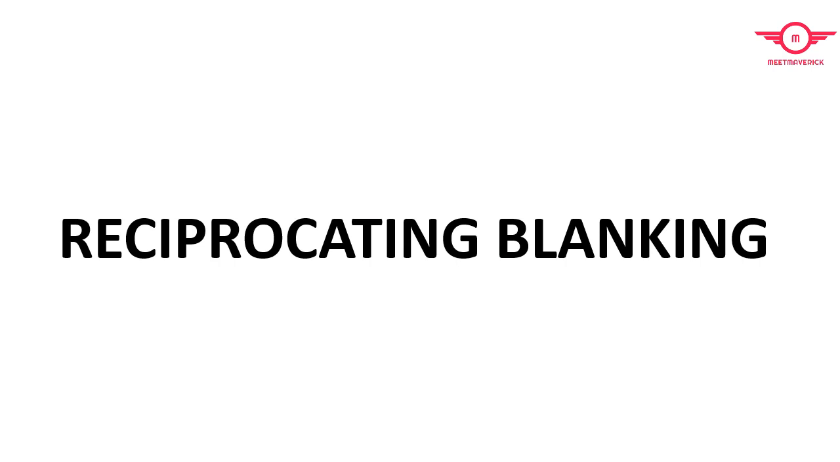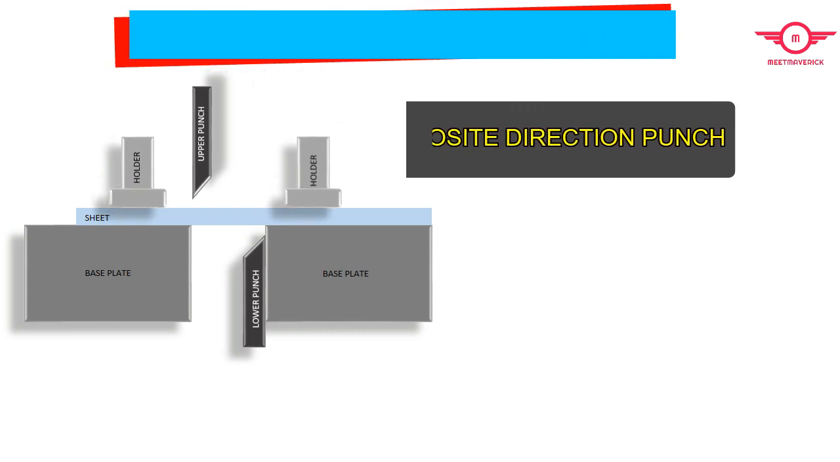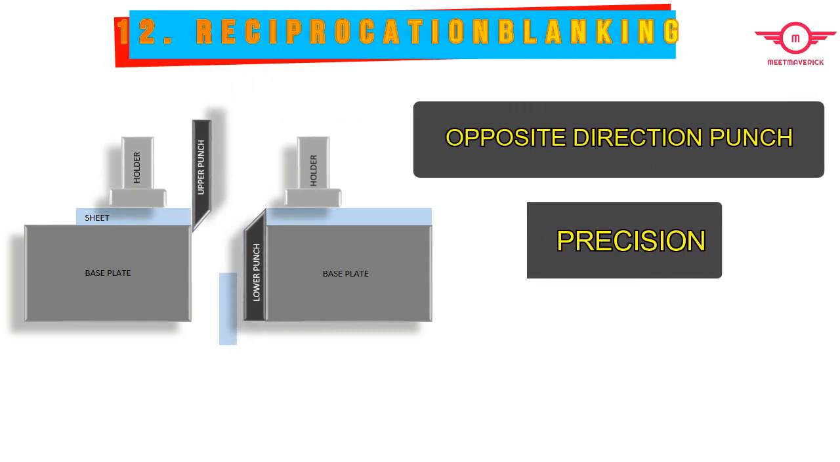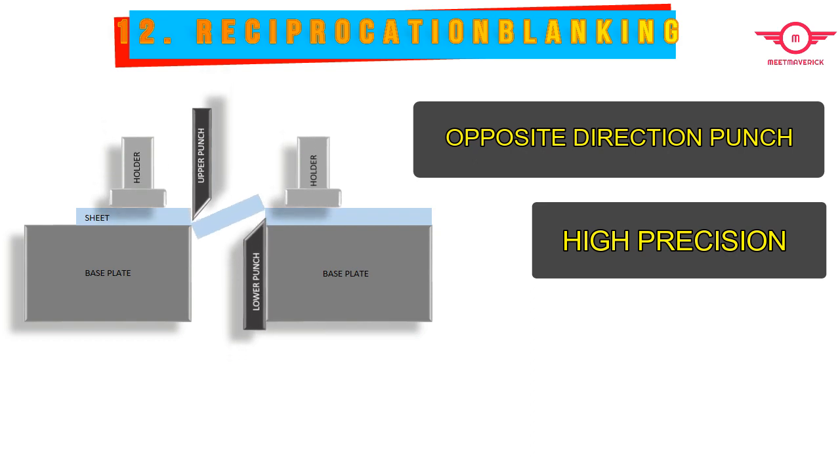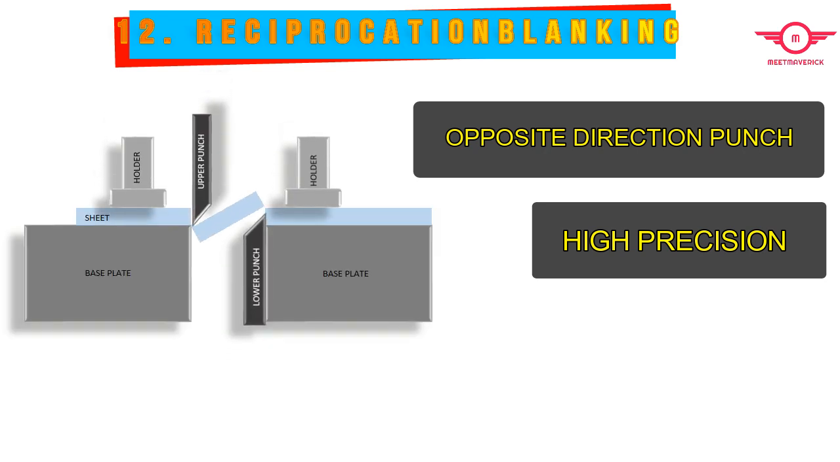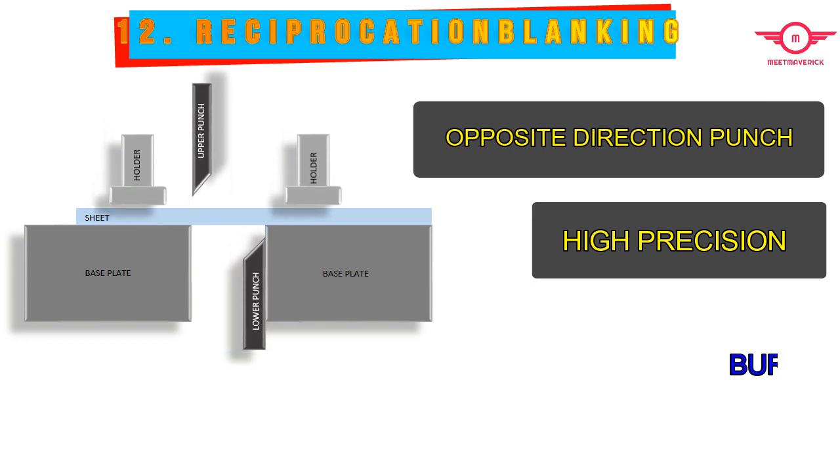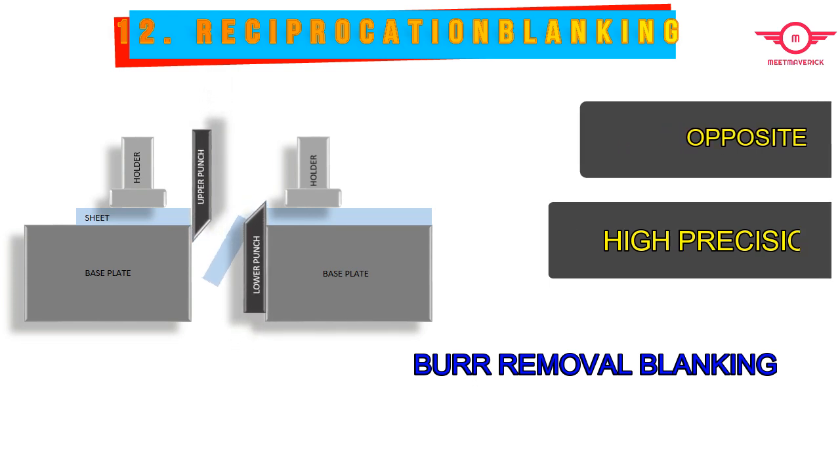Reciprocating blanking. Reciprocating blanking is a blanking operation in which an additional punch and die are placed under the first punch and above the first die respectively. The first die is used to perform a light half blanking operation. Then the second die blanks the previously half blanked part in the opposite direction. It is a precision blanking method which features complete removal of burr.